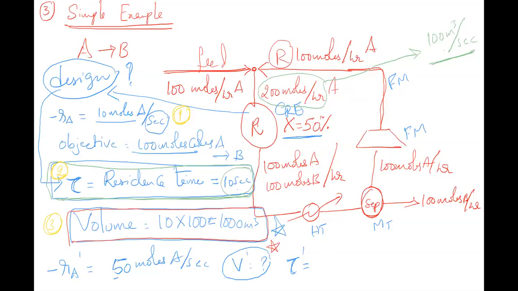Now I have a better reactor. Why is this reactor's rate higher? Because this reactor is better. So that is why I'm getting a residence time of 2 seconds. Then my new volume is 200 meter cube.